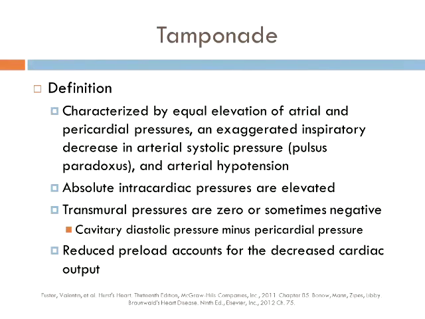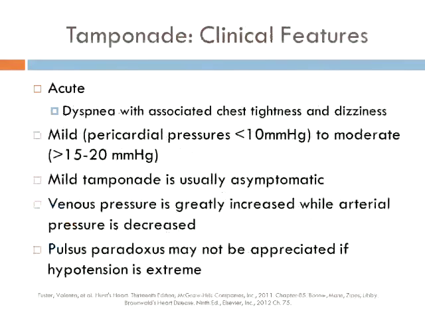So acutely, we start to see in our patients dyspnea with associated chest tightness and dizziness. With mild tamponade, we see pericardial pressures of less than 10. Moderate, we see 15 to 20. Mild tamponade is usually asymptomatic. Venous pressure is greatly increased, and like I mentioned earlier, arterial pressure becomes decreased.